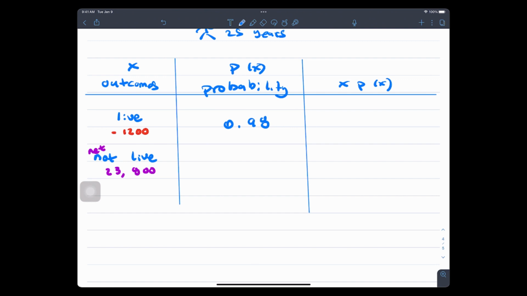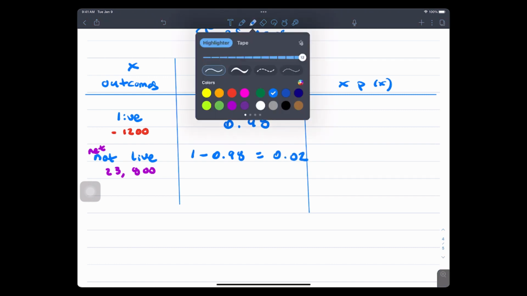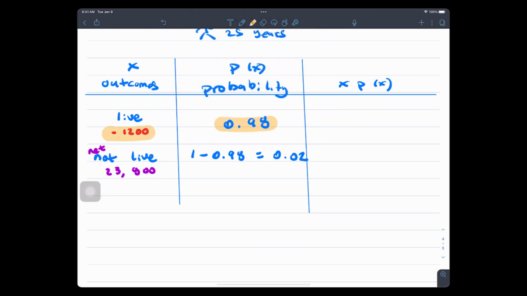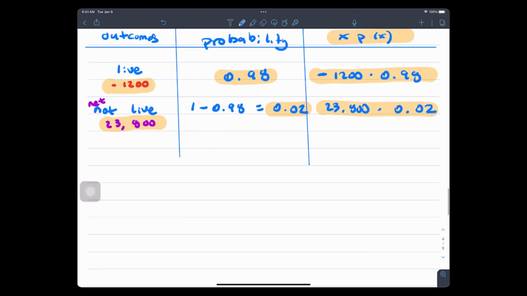Now, what's the probability you don't live? What's the complement of living? It's not living. What's 1 minus 0.98? Do you guys know what that is? 0.02. So what you now have is the x value and the P of x. So I can find the x times P of x. Negative 1,200 times 0.98, and then 23,800 times 0.02. You're going to get your mu, ladies and gentlemen. What is mu? Mu is negative 1,200 times 0.98 plus 23,800 times 0.02.